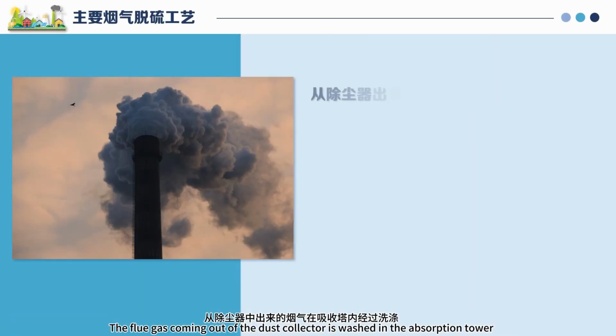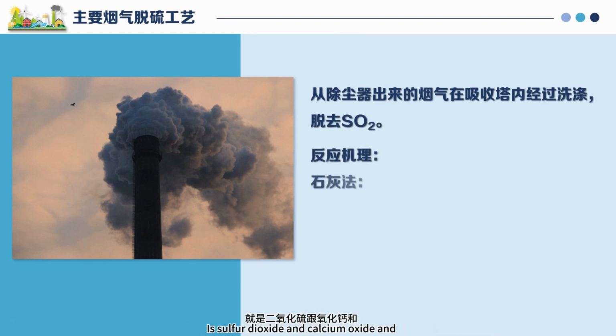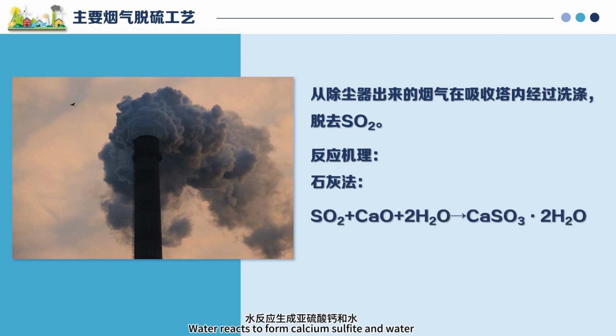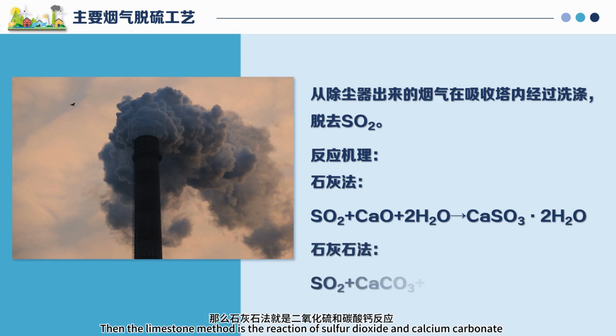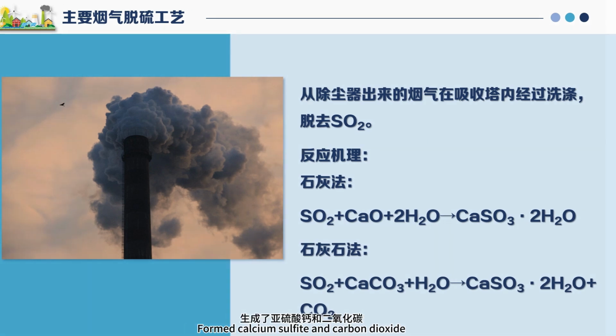The flue gas coming out of the dust collector is washed in the absorption tower to remove sulfur dioxide. The reaction mechanism of the lime method is that sulfur dioxide reacts with calcium oxide and water to form calcium sulfite and water. The limestone method is the reaction of sulfur dioxide and calcium carbonate, forming calcium sulfite and carbon dioxide.